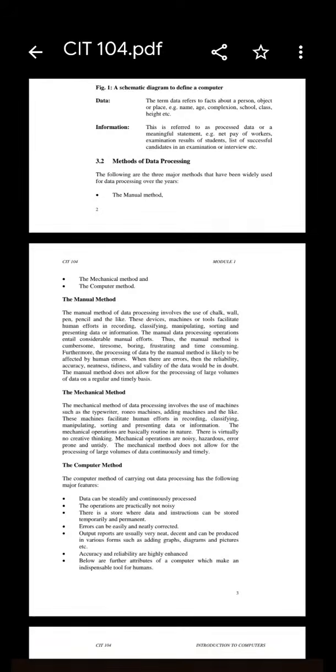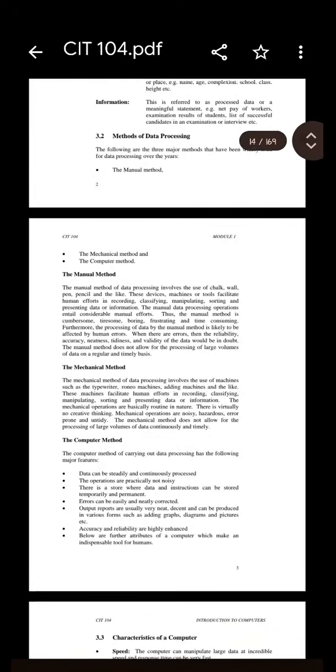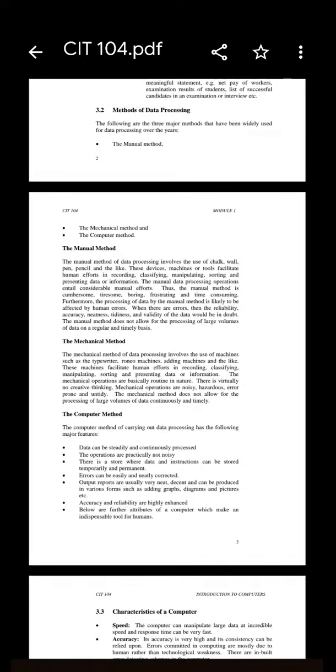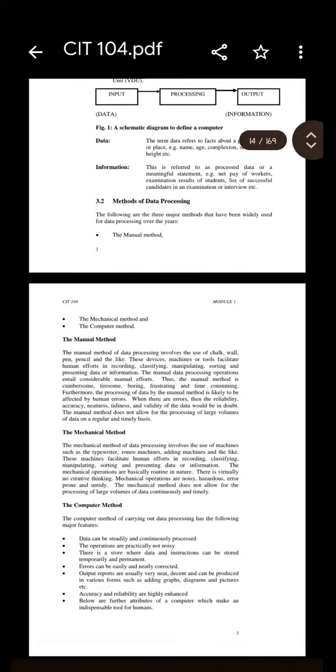So the ability for you to do these things, you are going to be tired. No matter what, even though you are a machine, you're going to be tired. Understand? So you say that it is cumbersome. It's going to be tiring, boring, and frustrating, and time consuming.